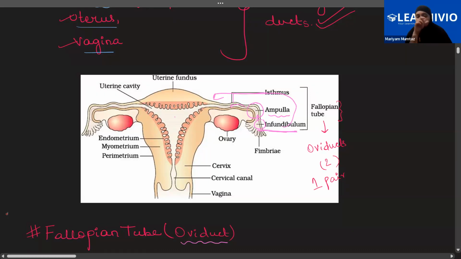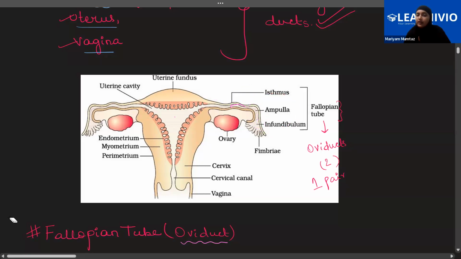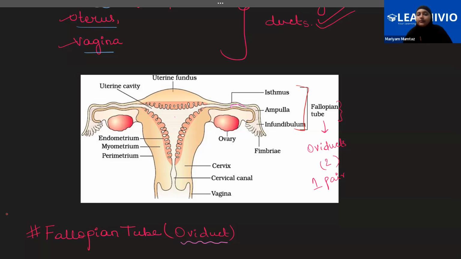Now, this is the diagram for the female reproductive system. You see over here there are certain parts of the fallopian tube. The fallopian tube has been divided into three parts, depending upon their location. Then this is the ovary, right? It is attached to the pelvic wall with the help of ligaments.